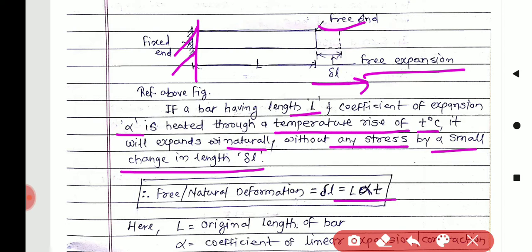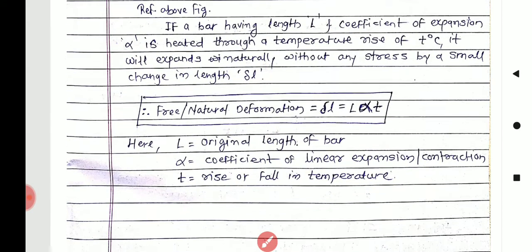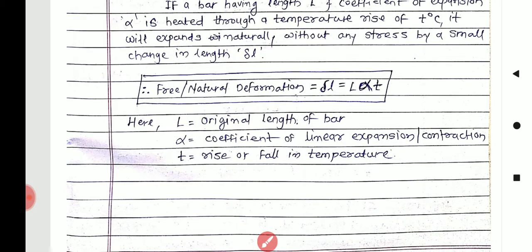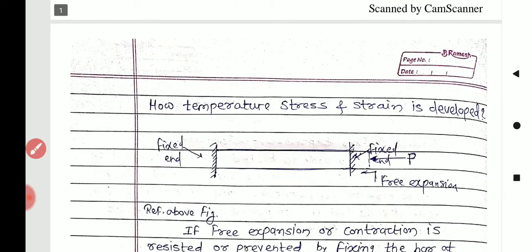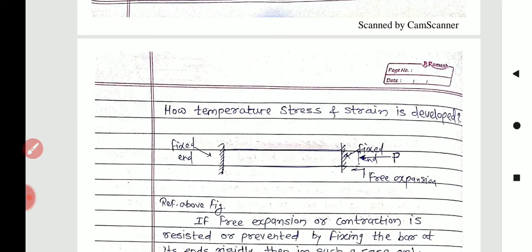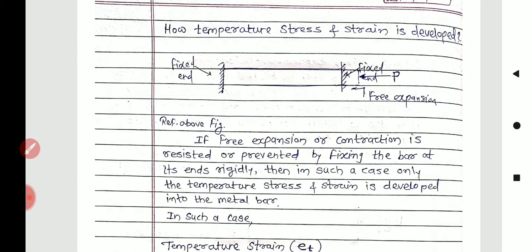Now here it is the product of length of that particular body, coefficient of expansion, and the temperature rise. Now note the formula. Here we have considered capital L is the original length of that particular bar, alpha is the coefficient of linear expansion, or we can say linear contraction, and T is the rise or fall in temperature. Got it? Next, how is temperature stress and strain developed within the body?